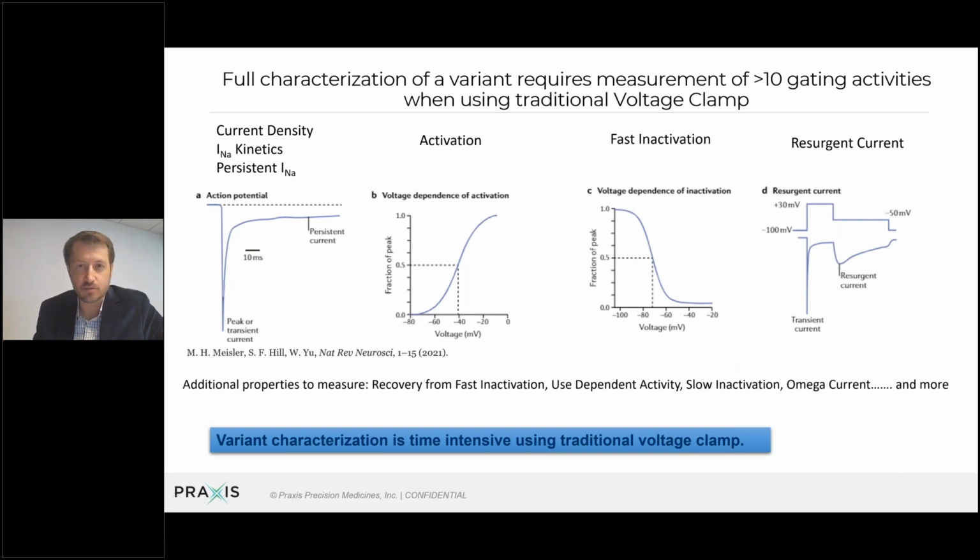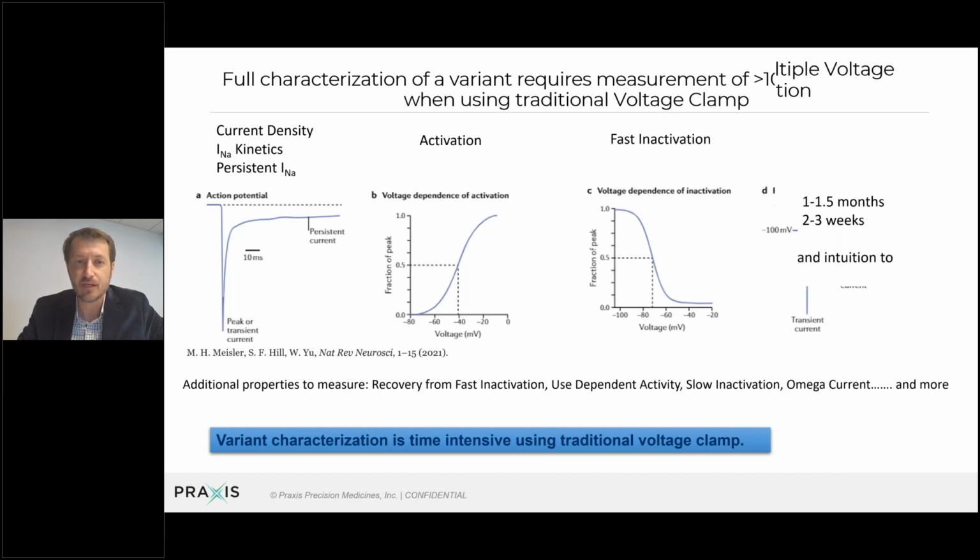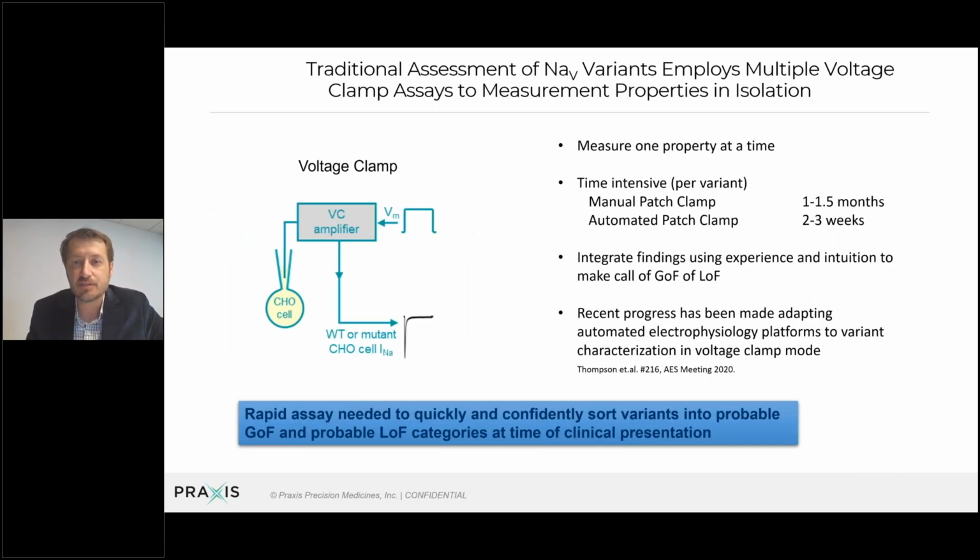And this is a tried and true way of doing it, a voltage clamp. It is slow. Traditionally, you do it in manual patch clamp. But then it's trying to integrate all of these together to form a prediction of what this variant is causing. And that's really where we are trying to move the field forward with dynamic clamp. So I'll spend a little bit of time talking about voltage clamp here. Traditional voltage clamp has its place, and it's actually very useful for certain paradigms.